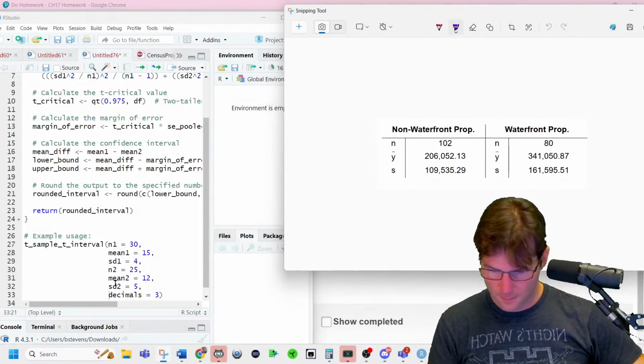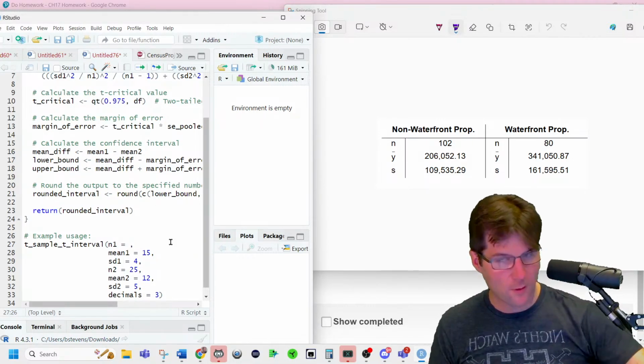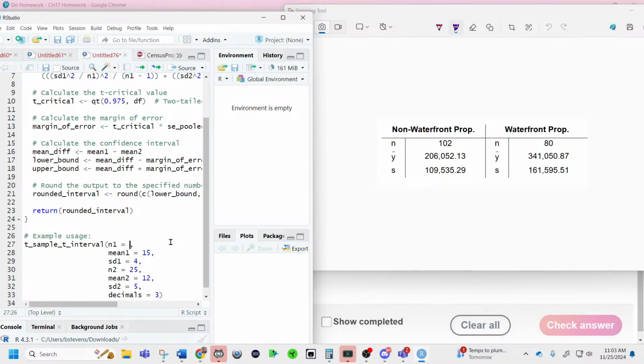Bring this over here. Sample size of group 1. Group 1 is the waterfront. Remember, when you're doing this, subtract with waterfront first. 80, and then the mean is going to be 341,050.87. Standard deviation of this group is 161,595.51.